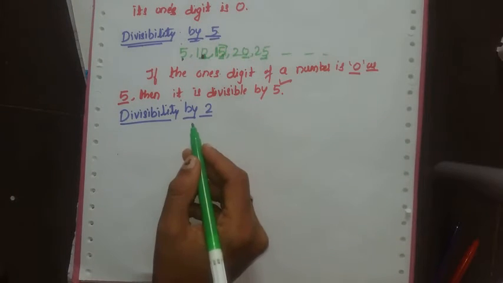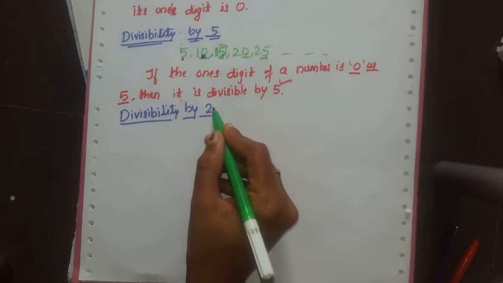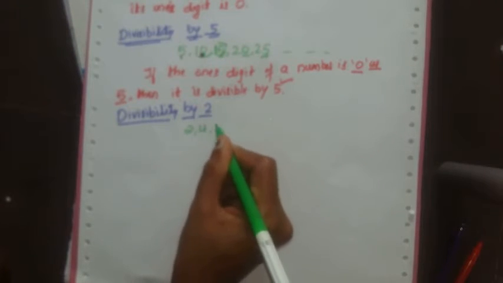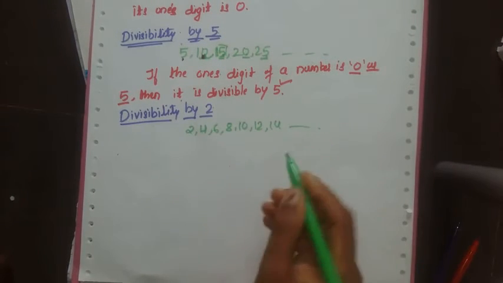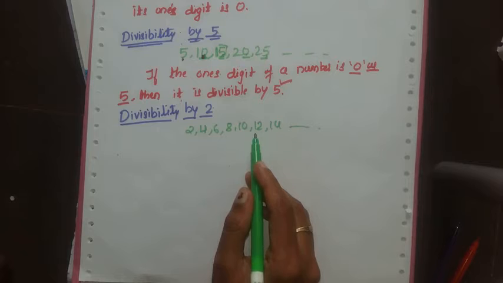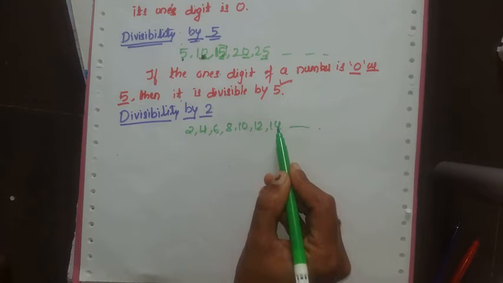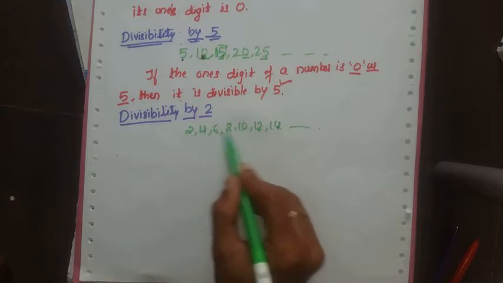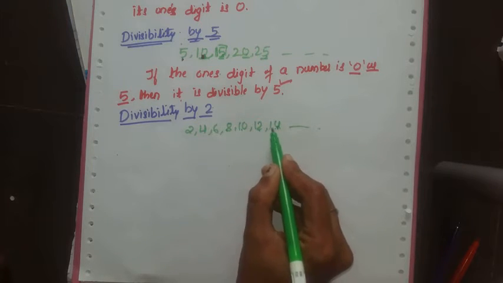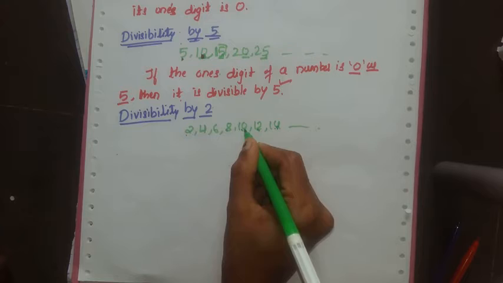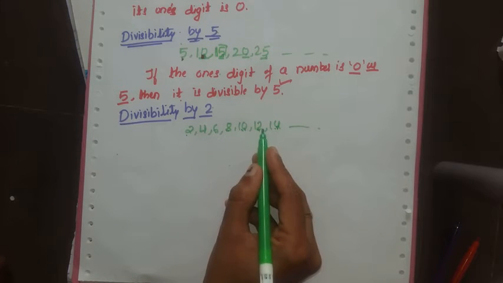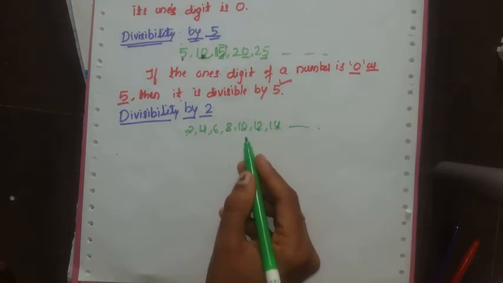Next, divisibility by 2. Consider the multiples of 2: 2, 4, 6, 8, 10, 12, 14, and so on. Here we have even numbers, with even digits in the unit place. The numbers which contain 0, 2, 4, 6, 8 are divisible by 2.